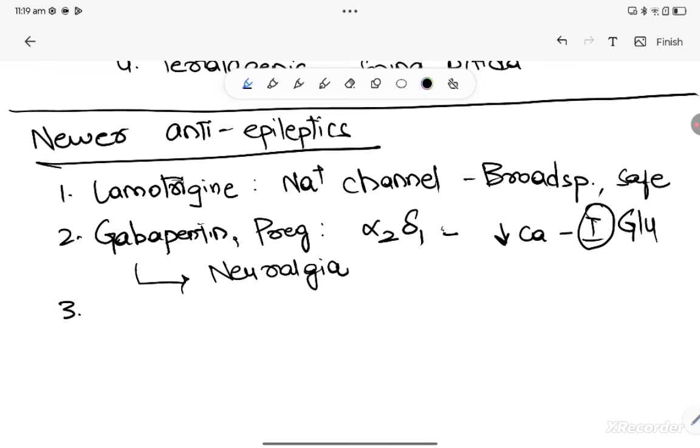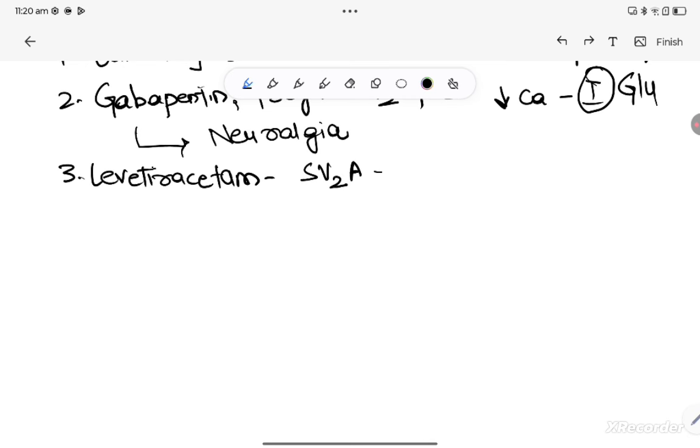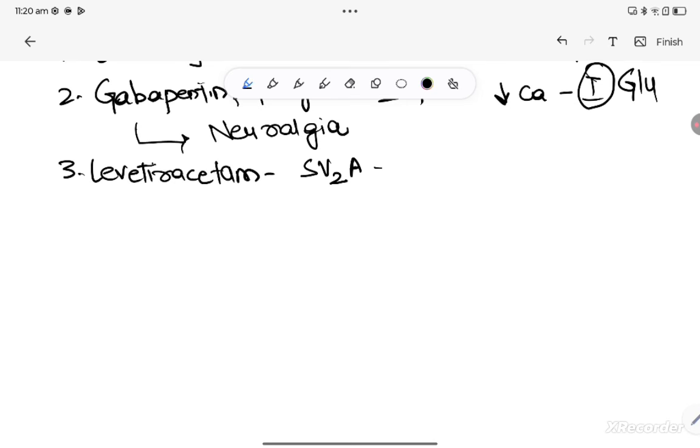Then comes our third one, levetiracetam. Levetiracetam is also recently approved and is a very good drug. It mainly acts through SV2A. It is a vesicular protein which is responsible for glutamate release. By inhibiting the SV2A protein, it reduces glutamate release. This is also considered a broad spectrum anti-epileptic agent.